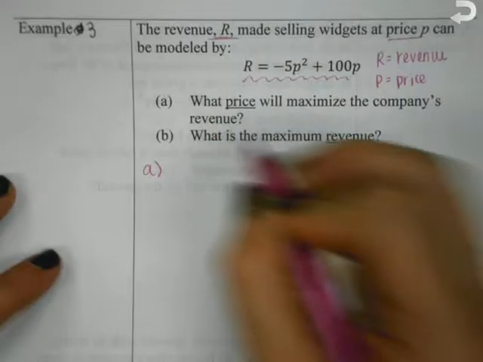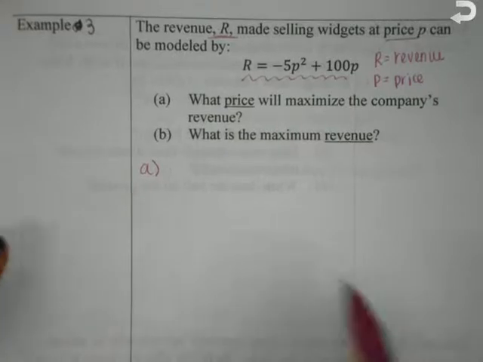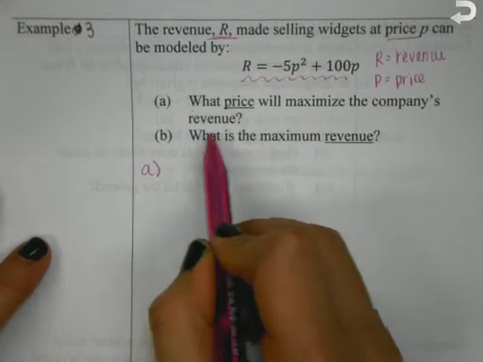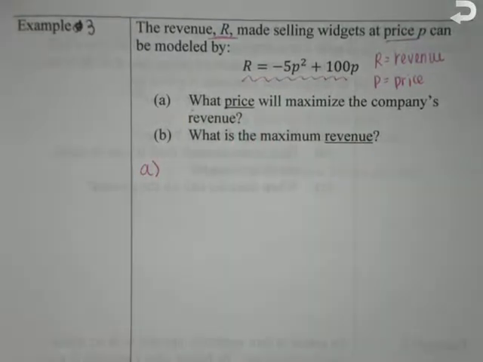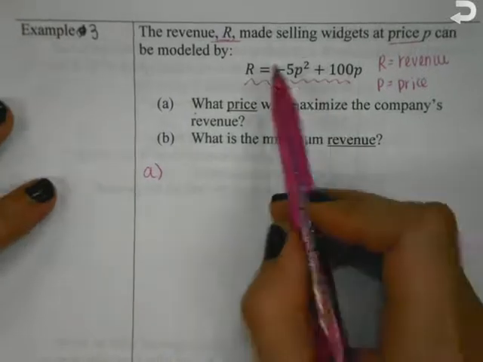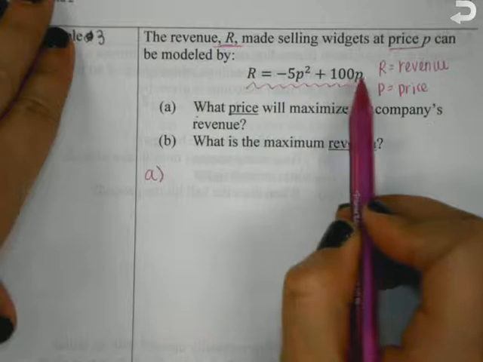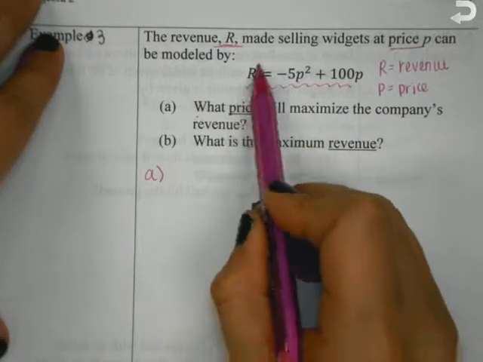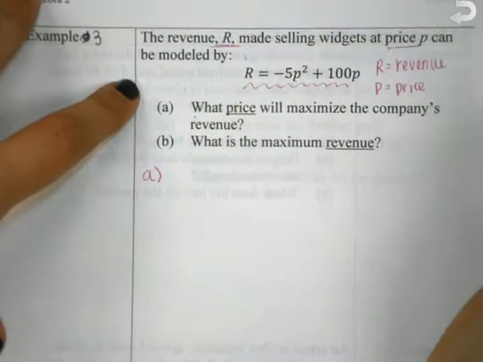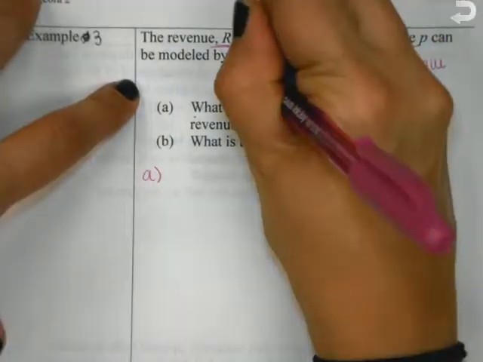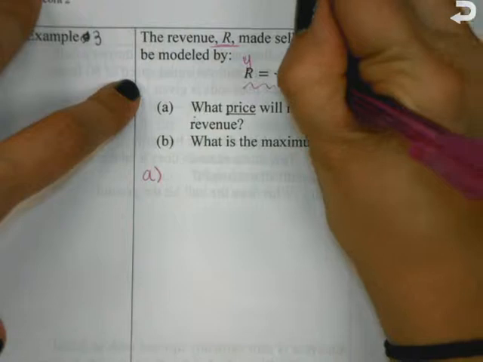Okay, so part A asks us, what price will maximize the company's revenue? What I think is going to help us here is to be able to graph or sketch the graph of what's going on. First of all, the thing we have to realize is that these are not the variables we've been used to using, right? What variable has this one been typically? Did you say y? Yeah, this one is our y, and so all the p's are our x's, okay?